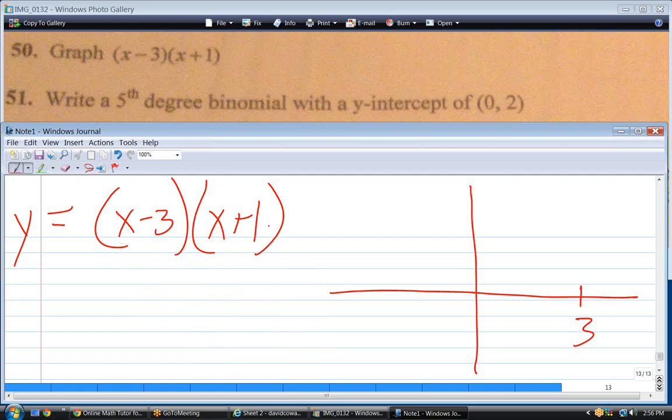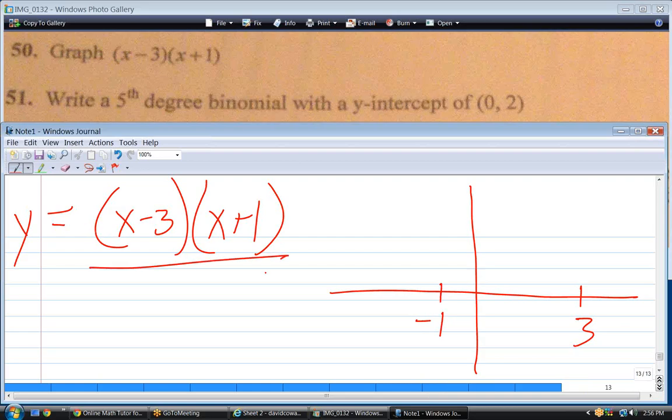Where else would one of these terms be equal to 0? Would be at 1. Or plug in 1 for x. Do either term equal 0? -1. There you go. So those are my two x-intercepts.